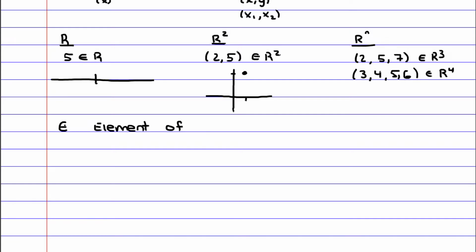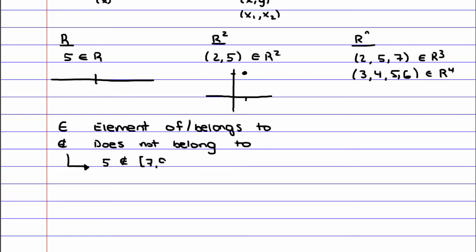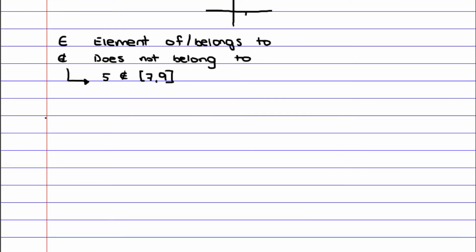As I was saying, this E kind of symbol means element of or belongs to. And if you have a line through it, it means does not belong to. So, for example, we could say that the number 5 does not belong to the interval [7, 9]. When you use brackets, that means that the numbers near the brackets are included. So in this case, 7 and 9 were included. While if you had used parentheses, that would mean not including, or excluding.